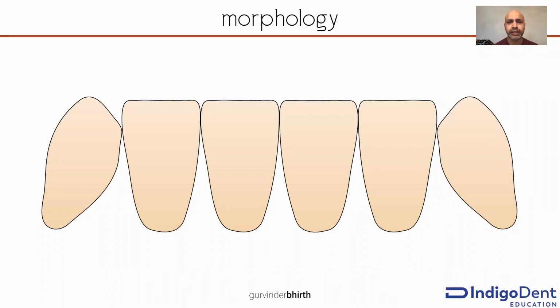Now, one of the common mistakes that we do see when I'm looking at both indirect and direct cases is that you pick the intercanine distance, and we split that into 4 equal parts. And we make 4 central incisors, which are all identical. Now, that doesn't actually occur in nature.